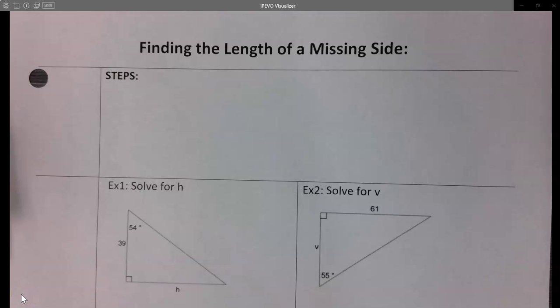Okay, so today we are finding the length of a missing side on triangles.